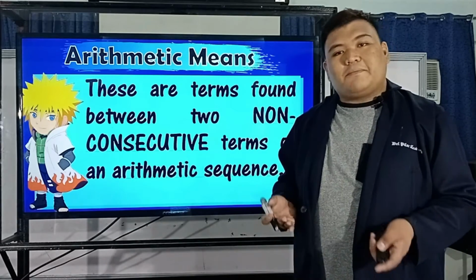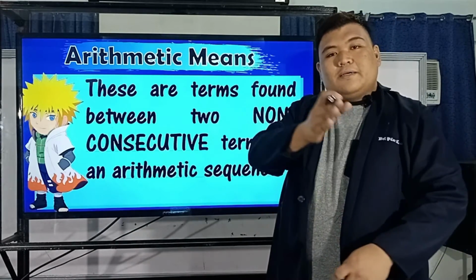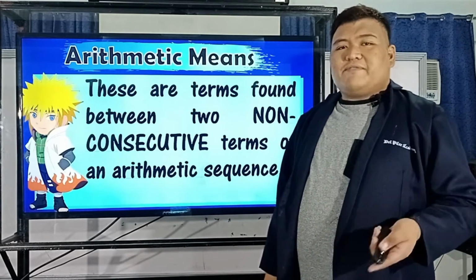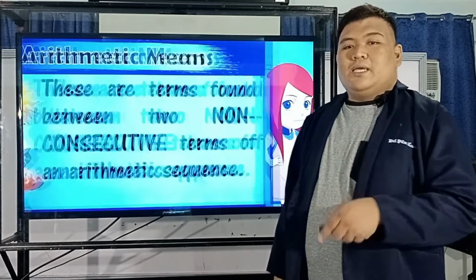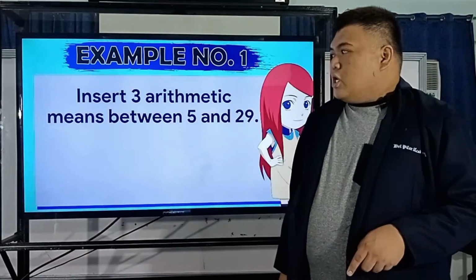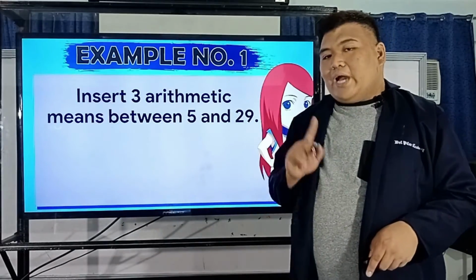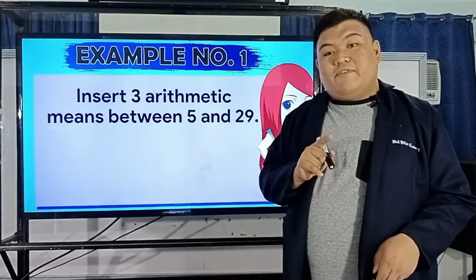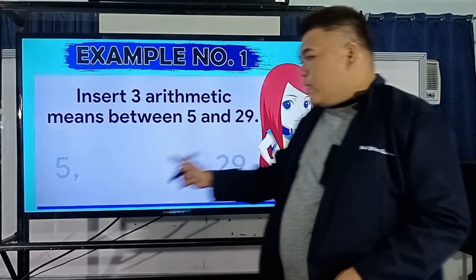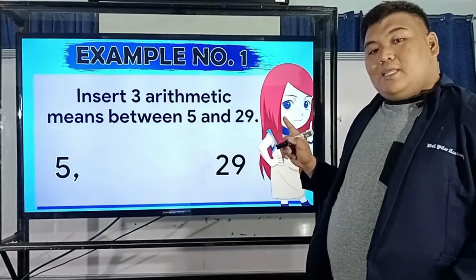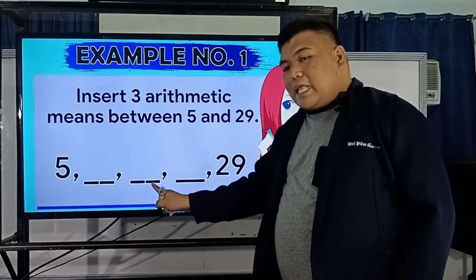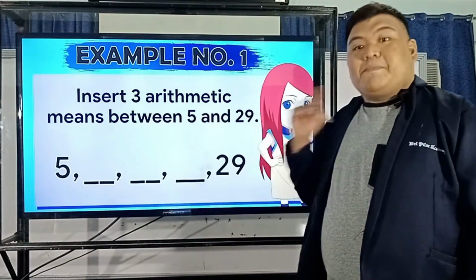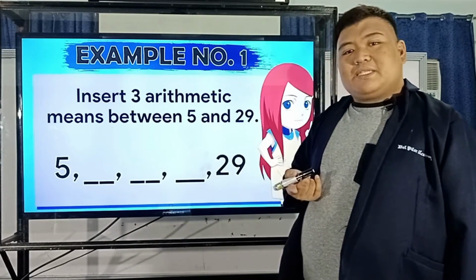Or yun daw yung mga term na nahanap natin sa pagitan ng dalawang hindi magkasunod na term ng isang arithmetic sequence. Now let's have examples para mas madali niyong maintindihan. For the first example, we need to insert three arithmetic means between positive 5 and positive 29. So that means between 5 and 29, kailangan daw nating maglagay ng tatlo pang terms that will make this an arithmetic sequence. Hindi tayo pwedeng basta-basta maglagay ng numbers.